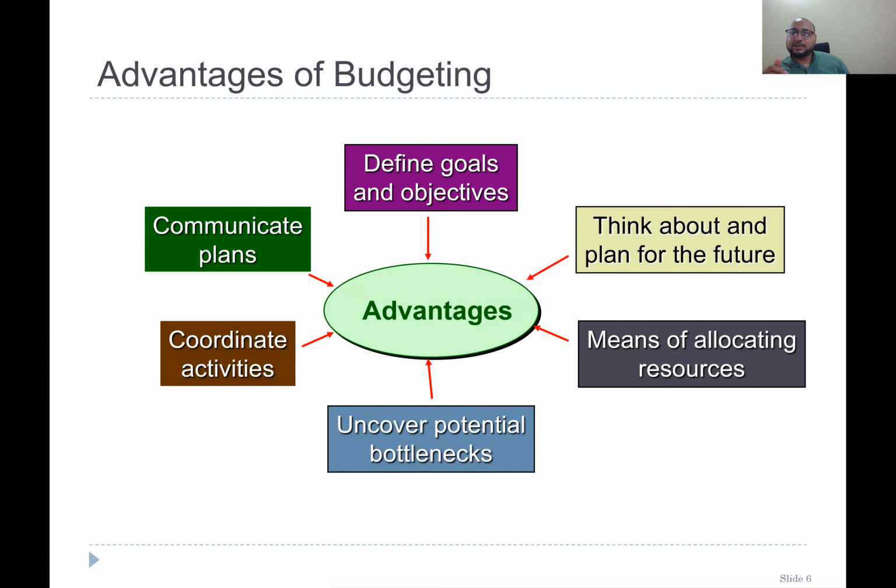Plus, budgeting is a good way to communicate plans. So rather than just having a formal meeting, you present concrete numbers that this would be our future. We are going from this much to that much, a 10% increase in sales, and we're going to increase our profit by how much, right? Plus, it's coordinated activities. We'll see that.